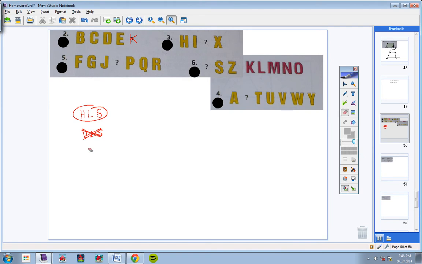All right, let's continue on. Now let's take a look at group number 3 here. H definitely has horizontal line symmetry and vertical line symmetry. I definitely has vertical line symmetry and horizontal line symmetry. X definitely has horizontal line symmetry and vertical line symmetry.